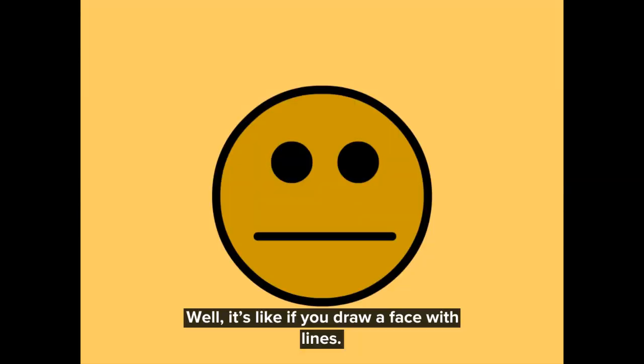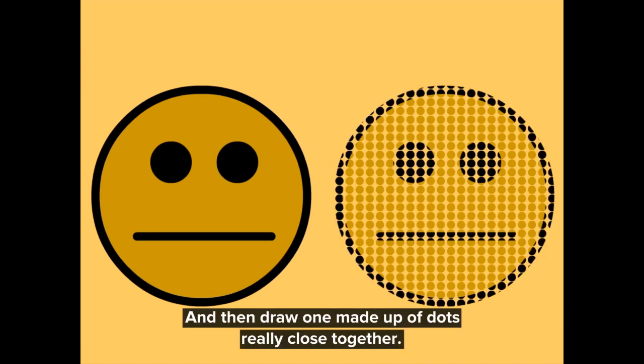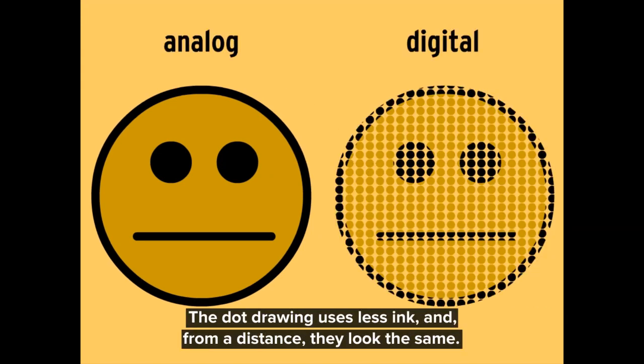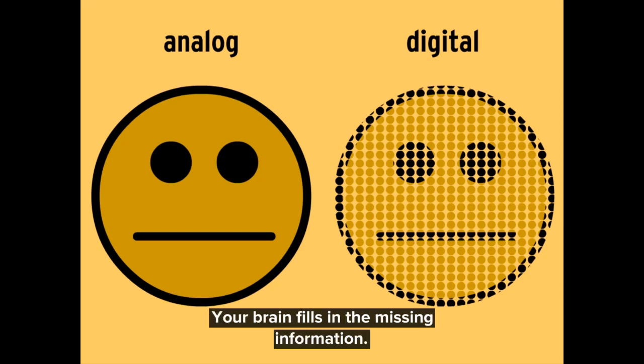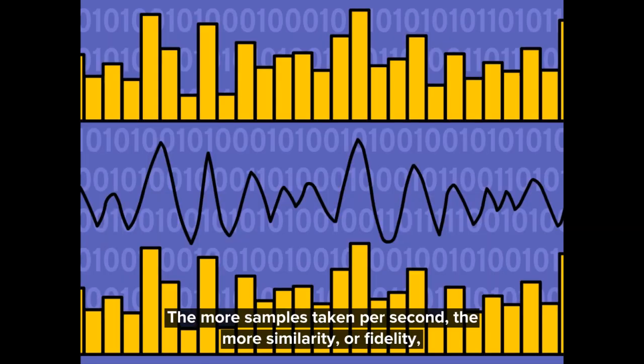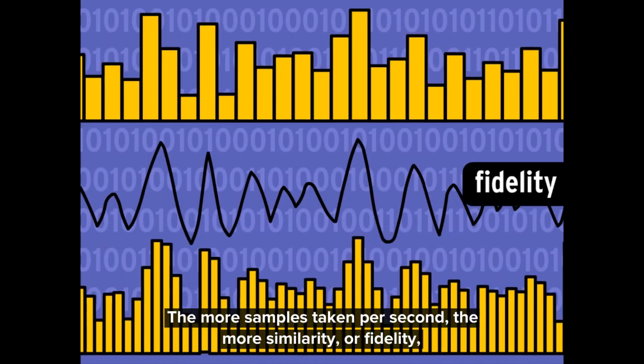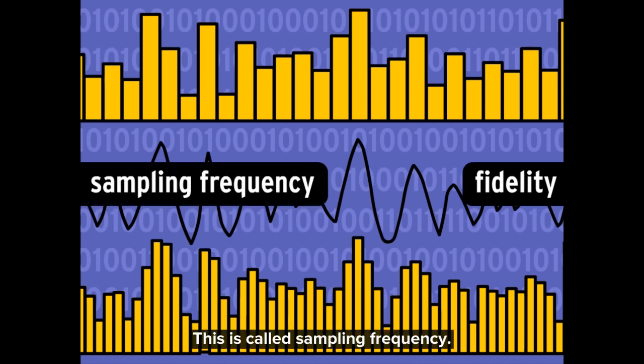Well, it's like if you draw a face with lines, and then draw one made up of dots really close together. The dot drawing uses less ink, and from a distance, they look the same. Your brain fills in the missing information. The more samples taken per second, the more similarity, or fidelity, the digital wave will have to the original wave. This is called sampling frequency.